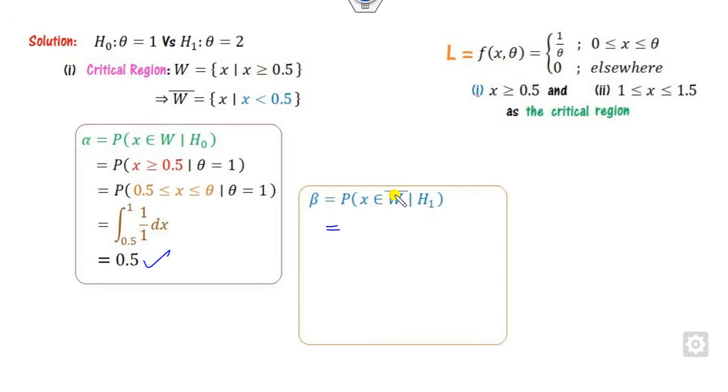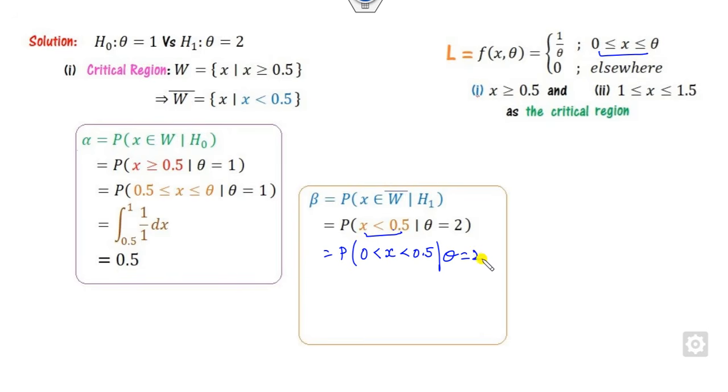Same for here. Now what is the value of the W complement? You have to write it here. You can write this, again expressing it in terms of here. The upper bound is given to you, so I can write this value as the upper bound here. Now theta is my 2, so this is from 0 to 0.5. The value of theta is 2 over this value, so this is the integration of this.